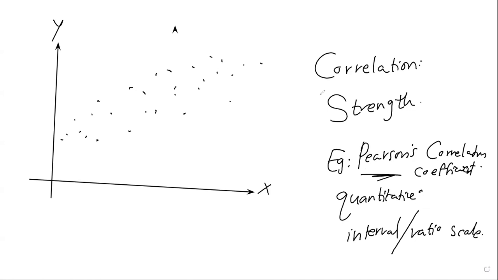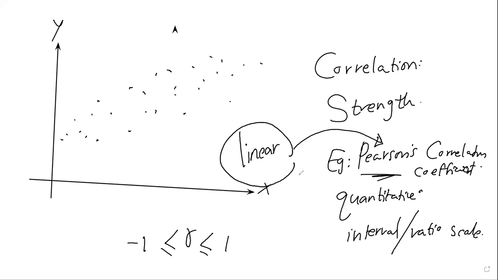Anyway, in correlation, we usually denote it in terms of simple R. It varies between negative 1 and positive 1. If R is equal to 0, we say there's no relationship between the two quantitative variables, or two interval or ratio scale variables. If it is 1, we say there's a perfect positive linear relationship between the two variables. Always, when it comes to Pearson analysis, the relationship must be linear.